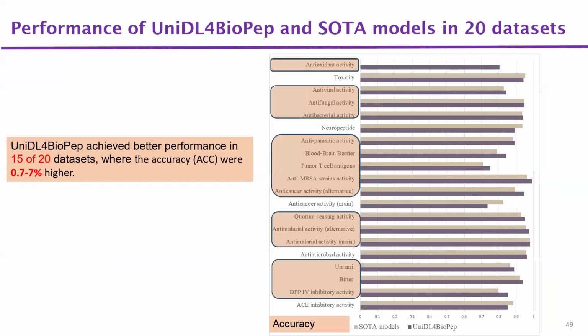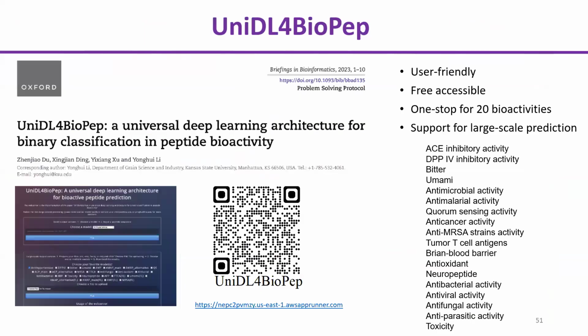What we found is that this model really achieved very good performance. For 15 of the 20 functions, it outperformed the previous models, and for the other 5, it's very comparable to the previous models. So what that shows is we have one model that can solve everything, whereas previously you had 20 models to do 20 jobs: antioxidant in one model, antimicrobial in another. For us, we have one model, a one-stop solution for all those peptide-related function predictions.